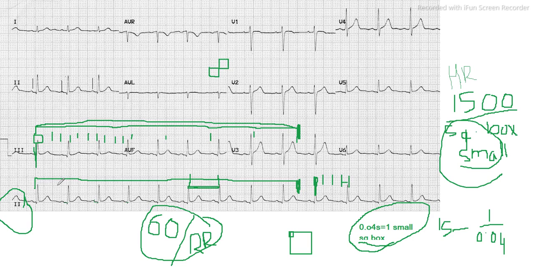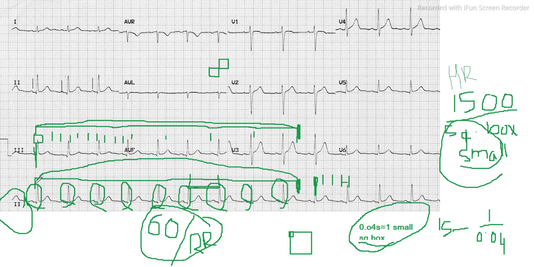So 1, 2, 3, 4, 5, 6, 7, 8, 9, 10, 11, 12, 13, 14, 15, 16, 17, 18, 19, 20, 21, 22, 23, 24, 25, 26, 27, 28, 29, 30. So in 6 seconds there will be 30 square boxes, and now in this 6-second interval you count the QRS complexes. So this is 1, 2, 3, 4, 5, 6, 7, 8, 9. So you see here there are 9 QRS complexes in the 6-second interval.